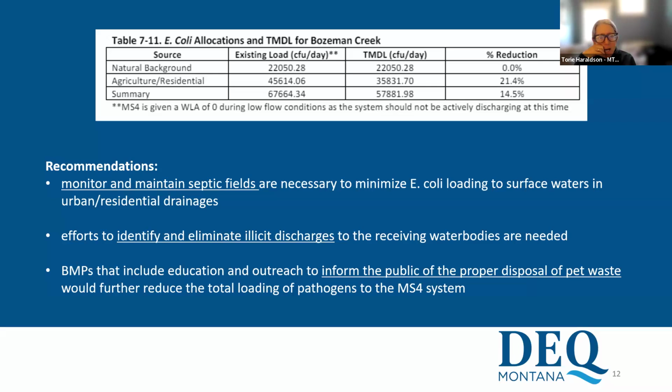What else was I going to point out with that? Oh, just that no stormwater reductions are called for. That's because during low flow, those stormwater discharges would be assumed to be illicit discharges, and so not really coming from stormwater sources. But those discharges are addressed in the recommendations there, along with some septic maintenance recommendations and some management of pet waste. And that's all I have.